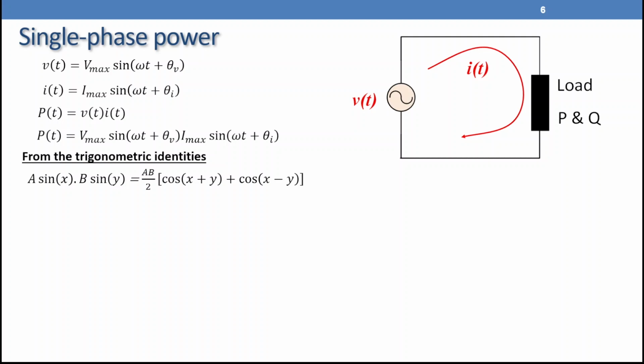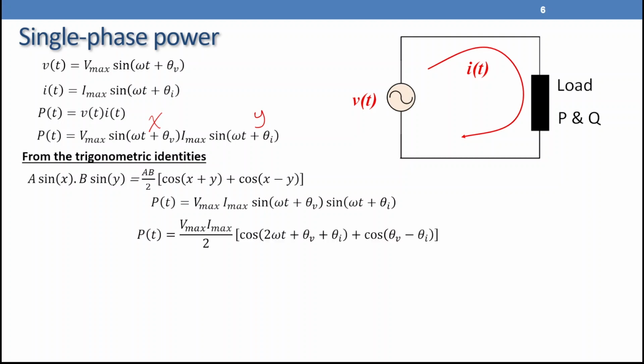Let's apply that one. So that one will be the x and that one will be the y. So we are going to have P of t equals V maximum, I maximum, sine omega t plus theta V, sine omega t plus theta I. So we can make a reduction for that one.